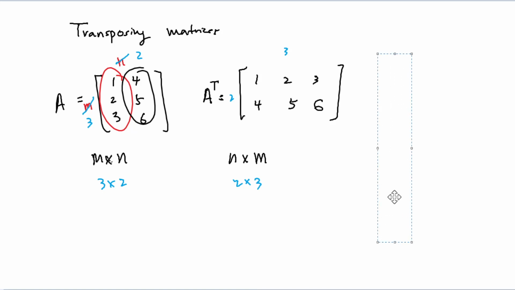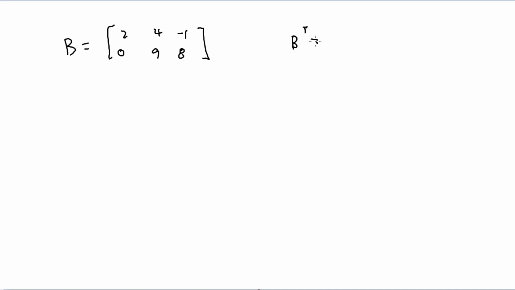Now let's do a little bit of practice, to make sure that we've got this concept down pat. Let's take some matrix B composed of 2, 4, -1, 0, 9, and 8. And let's talk about what B transposed is. I'll give you a few seconds. If you want to pause the video now and solve it on your own, that is perfectly okay. If not, we will resume in about 3 seconds.